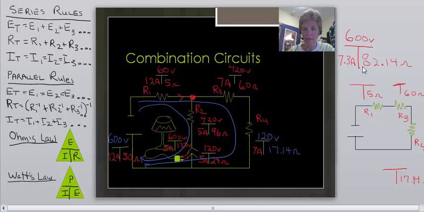My new amperage then, when I divide that out using Ohm's law, will be 7.3 amps. And you can see that my amperage changed. It actually went down to 7.3 amps from our original of 12 amps. And that's because we lost that one branch. Our resistance actually went up, and you can double check that too. Our resistance went up to 82.14 ohms, and it used to be 50 ohms.